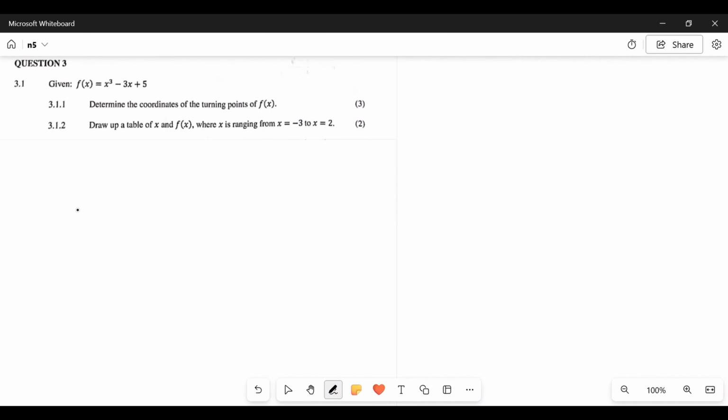All right, here is our question, 3.1.2. Now let's see what it is that they want from this question. They want us to draw up a table of x and f(x), where x is ranging from x equals -3 to x equals 2. So basically here they want us to draw a table from -3 to +2 on the x-axis. So let me just draw the table and then let's insert the values there.